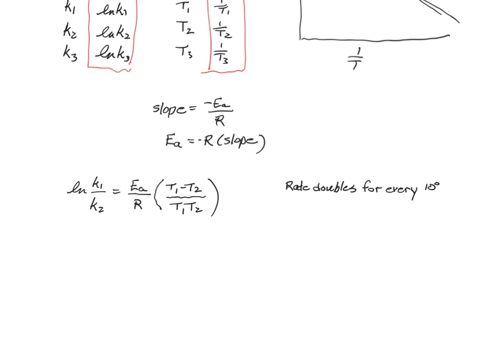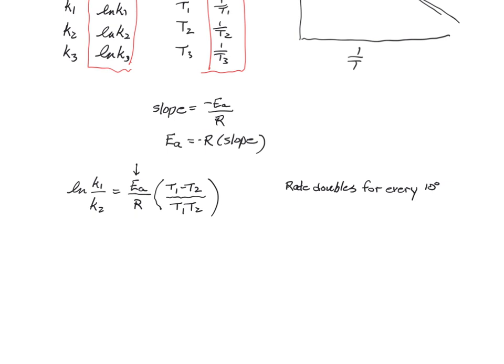Okay, now, how do we do this with our data? Well, if you look at the reaction data, what you're going to want to do is find two trials that were separated by about 10 degrees. And if I were you, I would choose trial 1 and trial 3. Okay? And what I would do is plug in the activation energy that we calculated from question number 3.